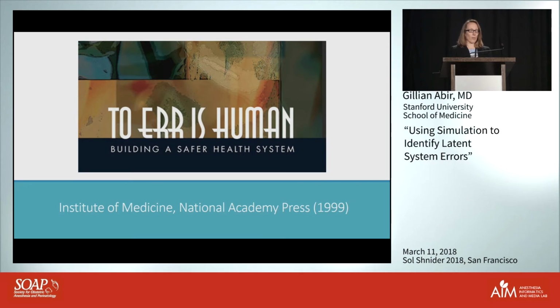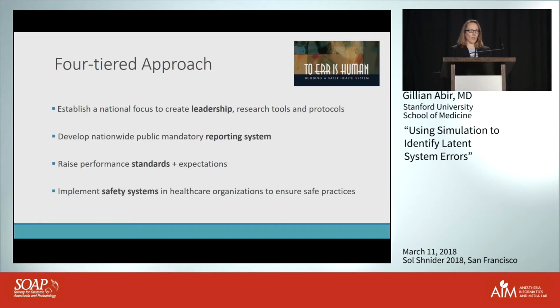So people wanted to try and think of ways to reduce the incidence of preventable medical harm, and they adopted a 4-tiered approach. And the 4 main aspects of the report were to create leadership.